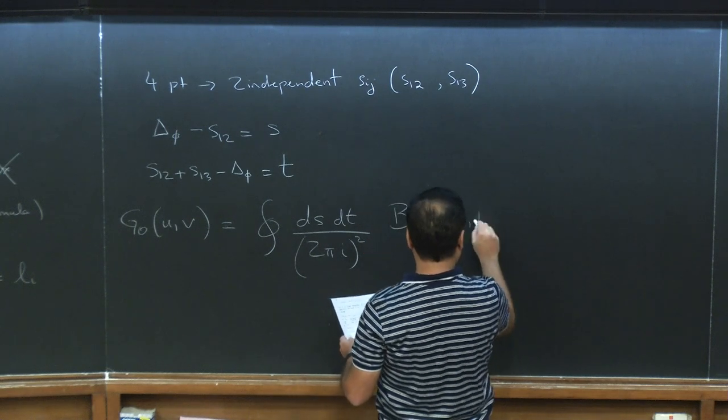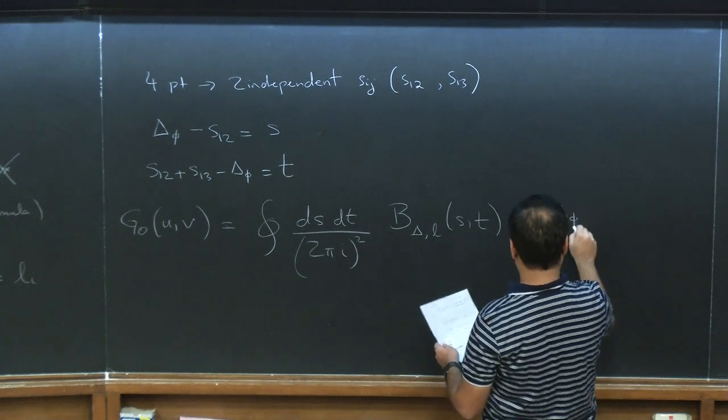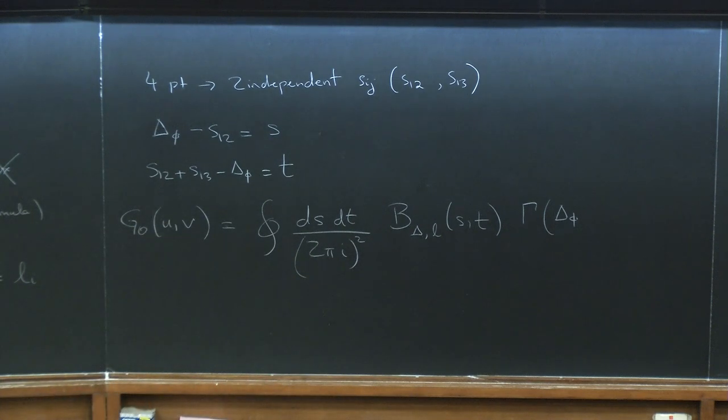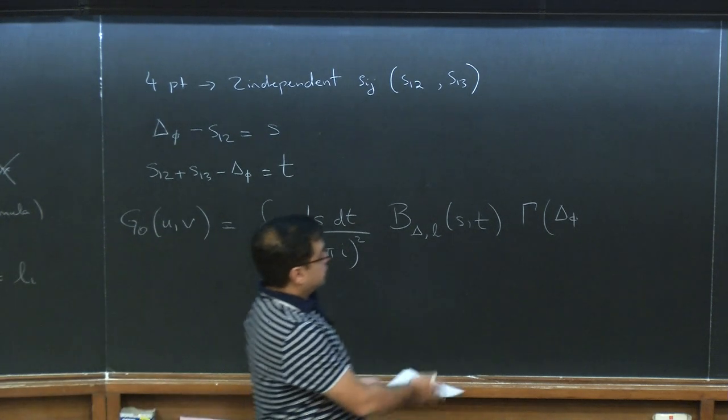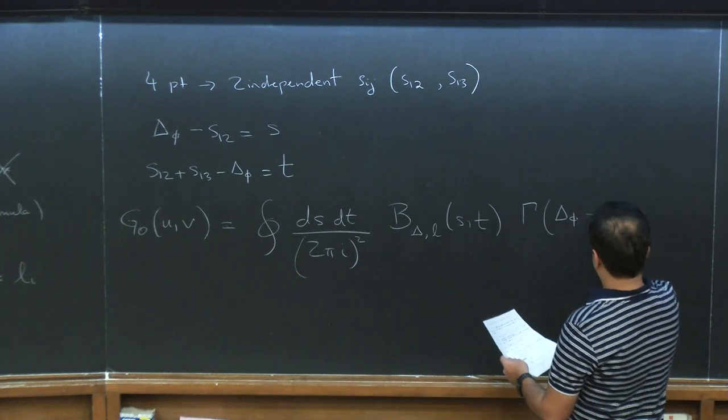There is a function of S and T times a measure factor. It's conventional to pull this measure factor out. This measure factor that I'm pulling out essentially comes from these product of gamma functions. It's just convention. You may pull it out or you may not pull it out, but it's convention to pull this factor out.